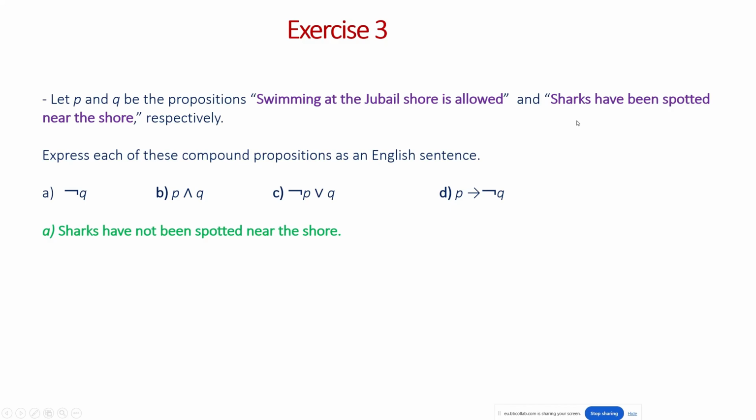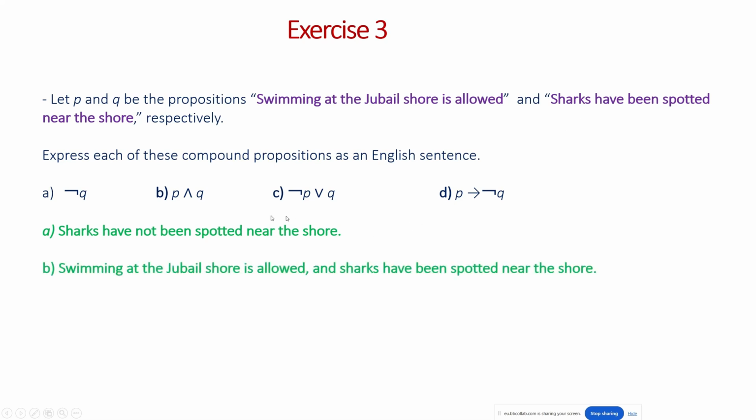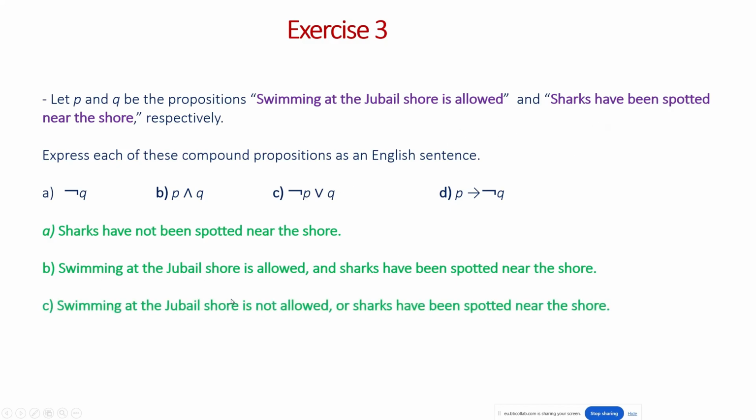All right. P and Q. That means swimming at the Jubel shore is allowed, and sharks have been spotted near the shore. So just these two together with "and" in the middle. And not P or Q. Not P means swimming at the Jubel shore is not allowed. Or sharks have been spotted near the shore.